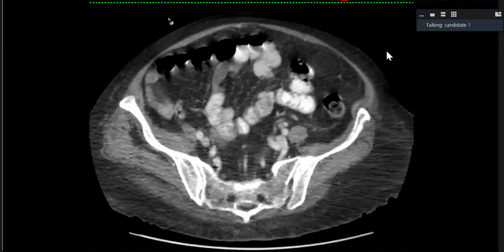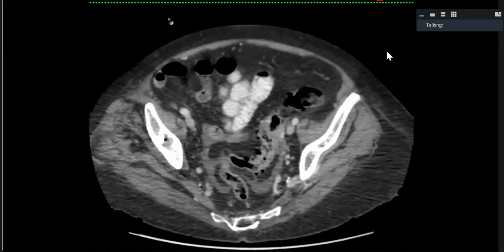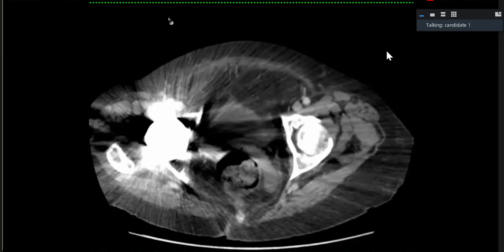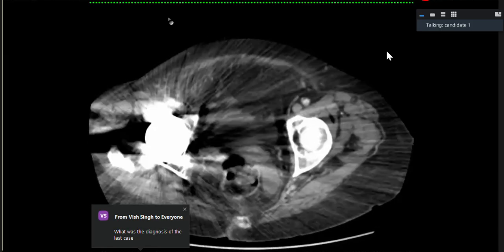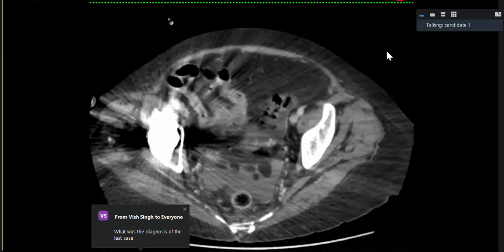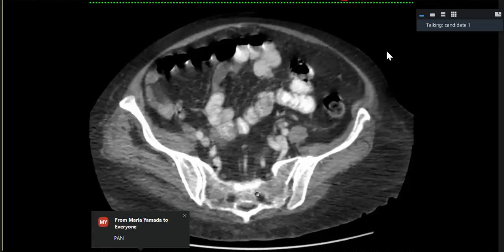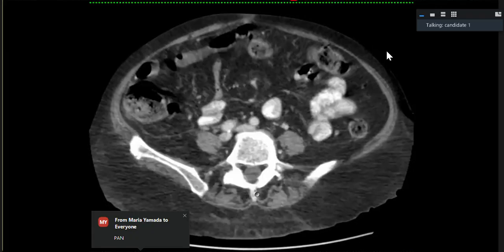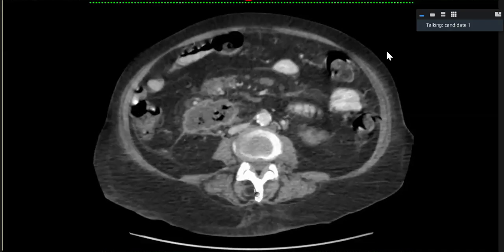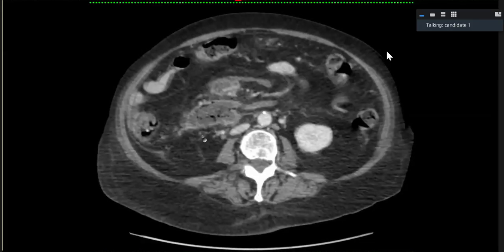Abdomen CT with contrast. I will go through the study before commenting. I can see there is a pelvic fluid collection, a retroperitoneal fluid collection seen around the rectum. This is associated with an abscess, a fluid collection, irregular in shape with air foci.